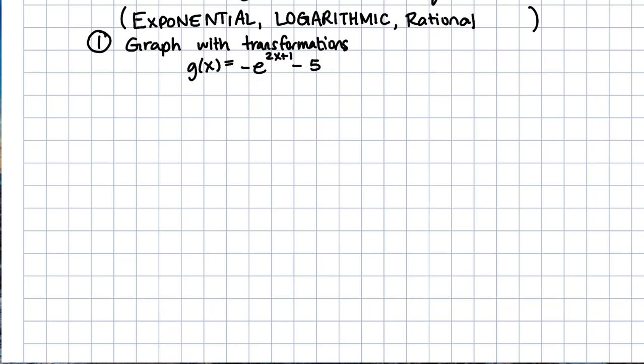Okay, so let's take a look at identifying the steps of the transformation. This is not in the correct order, but this is in the order of appearance. So our a, b, h, and our k. Looking at the coefficient in front of the base, we have a -1. That means that my a is -1. Looking at the coefficient on just the x, we see 2. So b is 2.